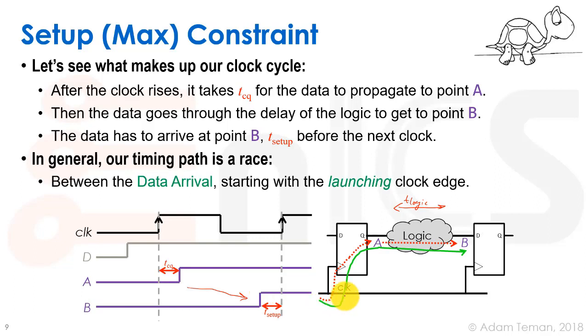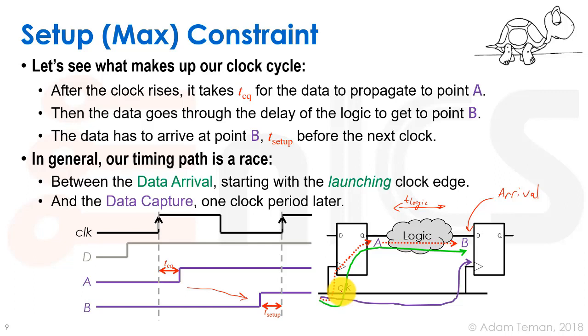So we call this green path over here, from the clock through the Q, through the logic, and to the D point of the register, the launching clock edge. We will also often call this the arrival time, or the data arrival time at the next register, okay? On the other hand, we have the capture clock. This is the path that captures the data at this register. This is called the capture path, okay? And that happens one period later. So this is one period, a big T. It happens one period after the launching path.